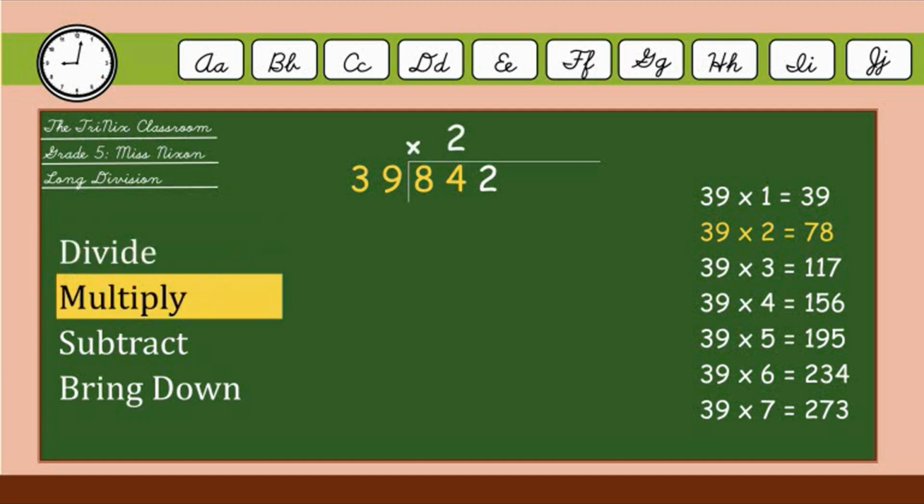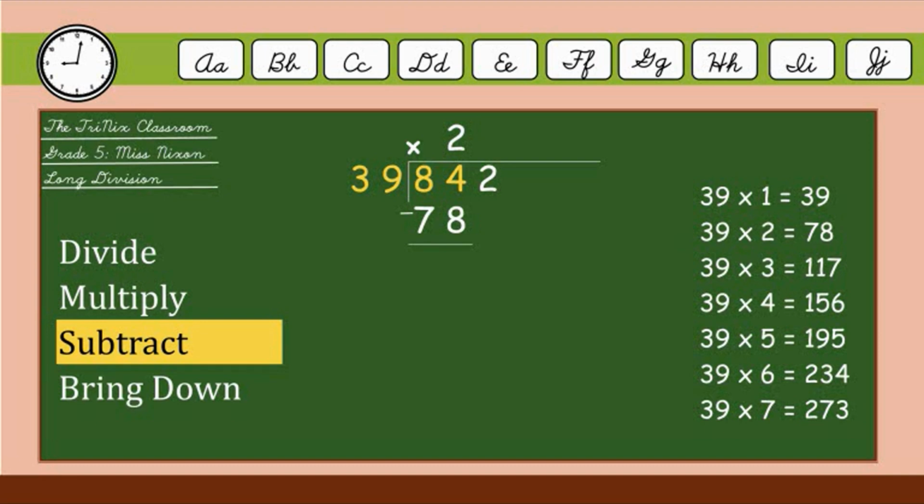Next, we will multiply 39 times 2. The answer is 78, which we put below the line and move on to the next step. Our next step is to subtract 78 from 84. With 4 being a smaller number than 8, we will need to borrow.